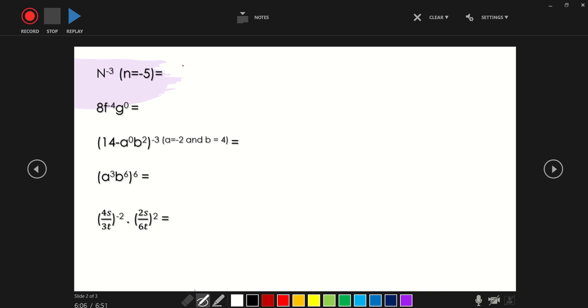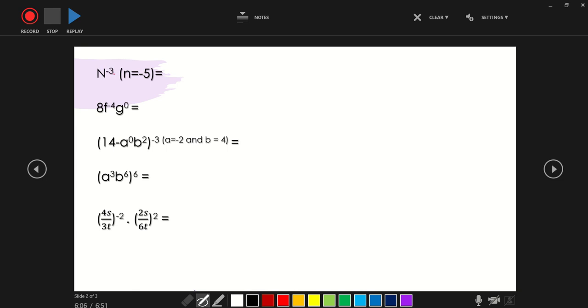So here we go. We have n to the negative third power, and it says that n equals -5. Now, if you want to take a moment and pause the video and try to solve all these on your own first, I highly recommend that, because then we can go back and see, how did I solve this? Did I get it correct? Did I not? So if you want, take a minute and pause the video now, but I'm going to walk through each one of these with you.